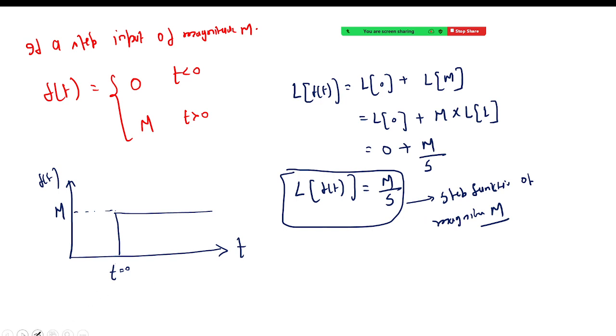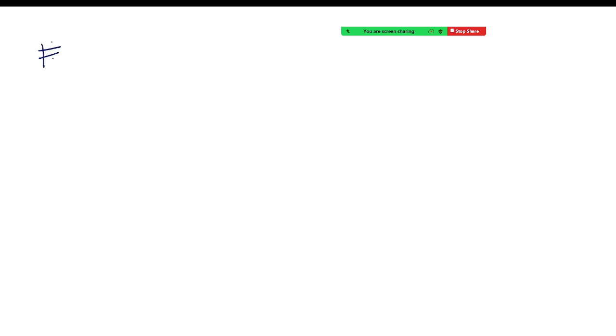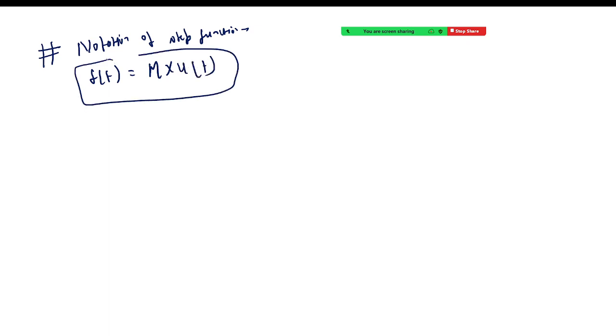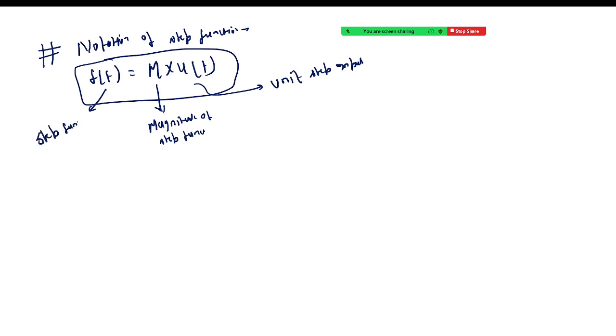I'm writing the notation of a step function. How we define a step function is, let's say, f(t) equals m multiplied by u(t), right? So m is your magnitude, and u(t), wherever you see that, is the unit step input, and this one is your step function, right?